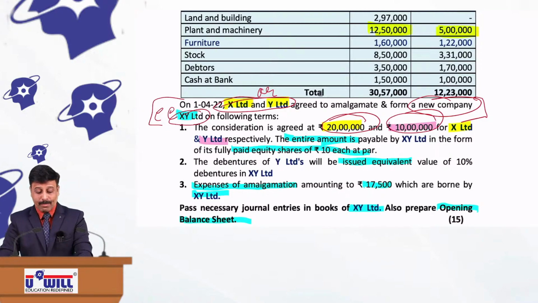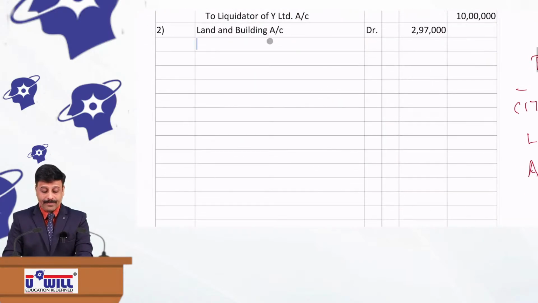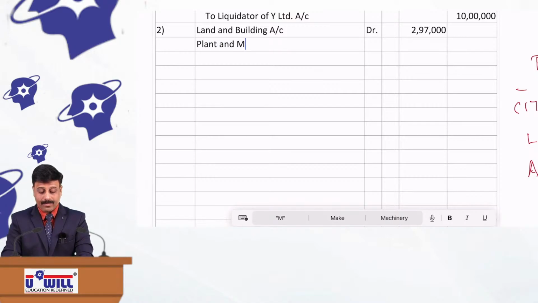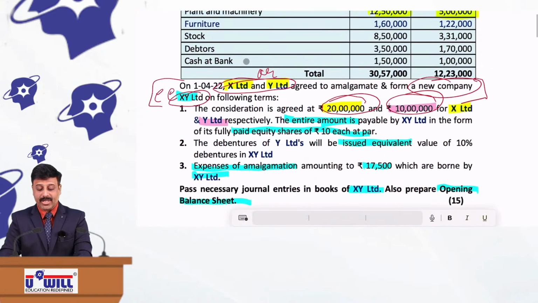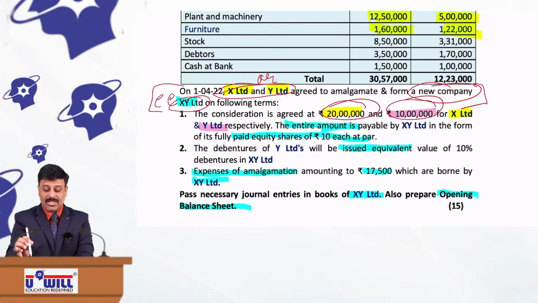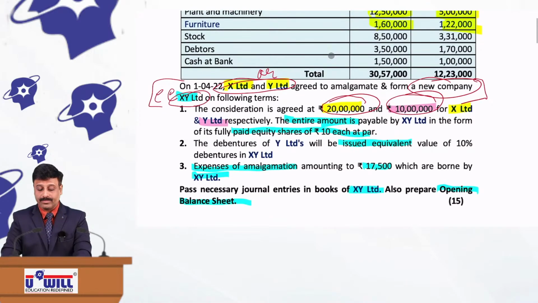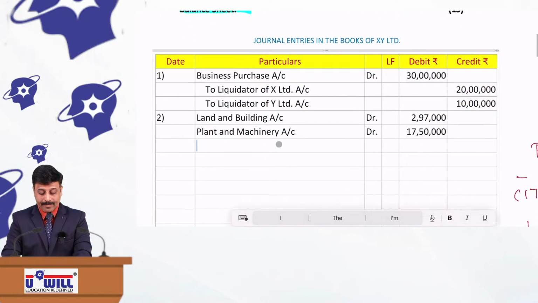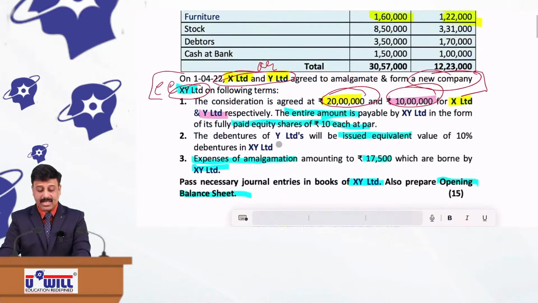So plant and machinery account debit with 17,50,000. Then next asset is furniture. Again, 1,60,000 plus 1,22,000, you all can see here. Furniture will be with 1,60,000 plus 1,22,000, so 2,82,000. Furniture account debit 2,82,000. Then next, after furniture, what do we have?